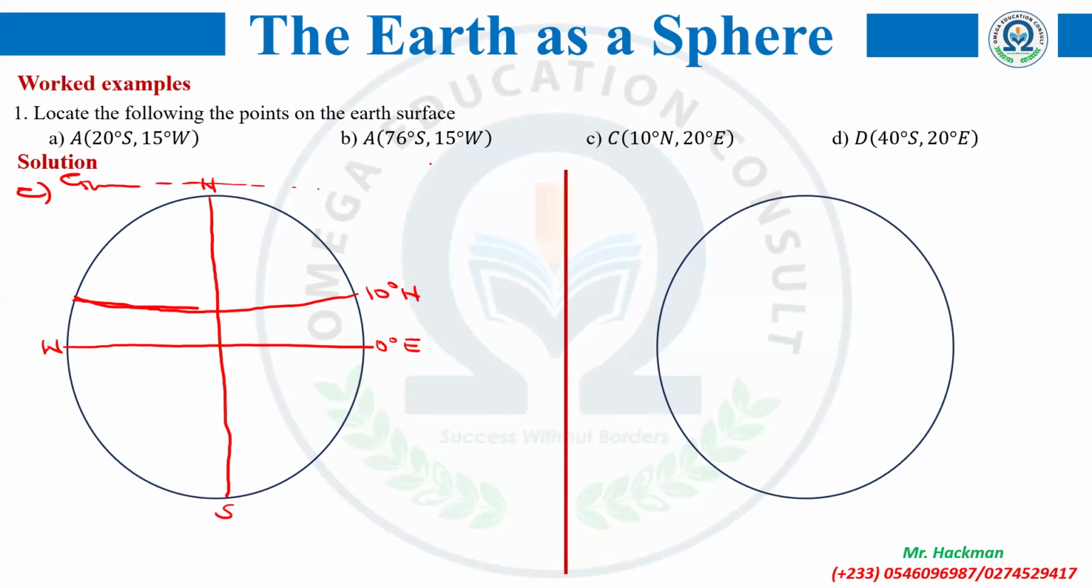Then the next one is 20 degrees east. So east, this is the east. This is what you will divide into west and east. When you are indicating the longitude, you start from here. So 20, I'm going to do this up to what you have here. So this will be my longitude. 20 degrees what? East. Where this longitude and the latitude meet, that will give you your point C.